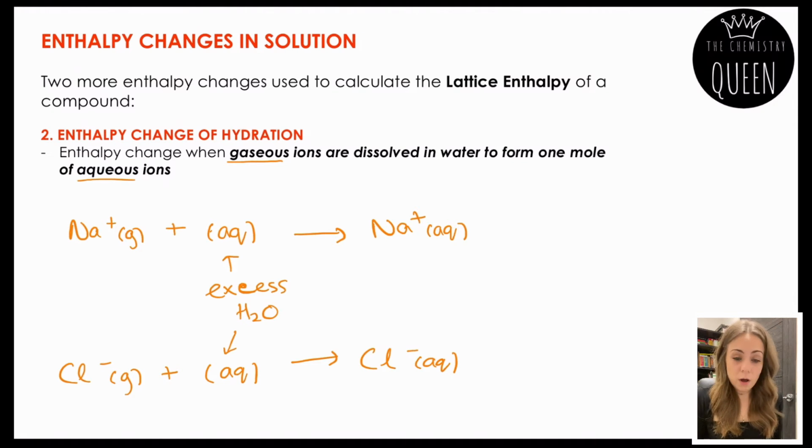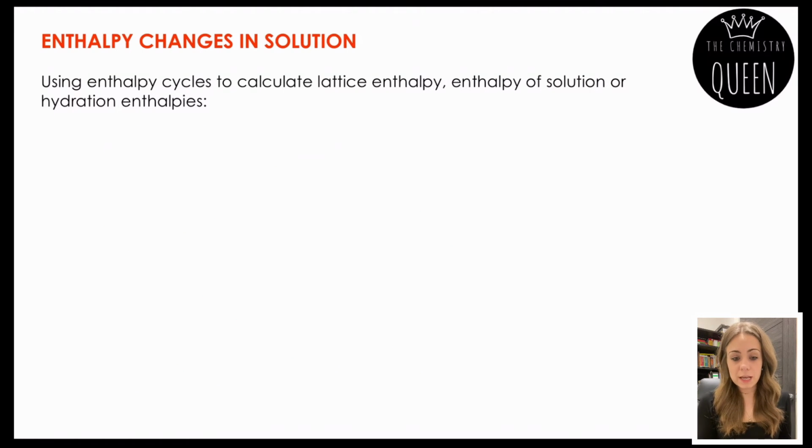So that's what hydration is. We're taking gas ions, adding them to water to form 1 mole of aqueous ions. Now we can take those two enthalpy changes and use them to construct an enthalpy cycle that will allow us to determine the lattice enthalpy of a compound. There are different ways that you can construct this cycle. I'm going to show the way that I prefer.